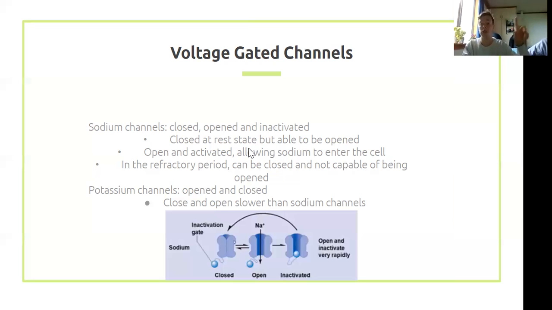And then once you get into the refractory period, these are inactivated, so they're closed and they can't be opened. And then with potassium channels, you don't have that inactivation, you just have open and closed. And so when you get to the repolarizing period, that's when your potassium channels are open. That's why it takes longer. It takes longer for potassium channels to open. And then potassium comes out of the cell. And then when they're closed, there's no potassium movement.